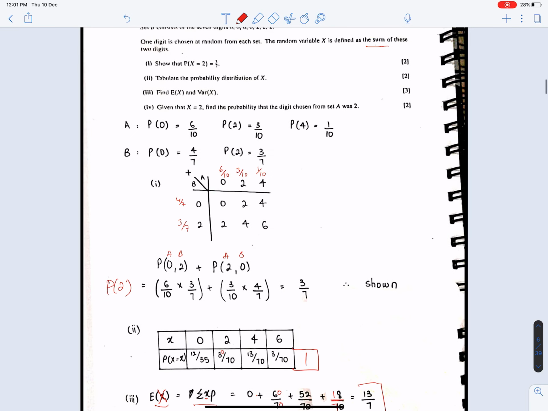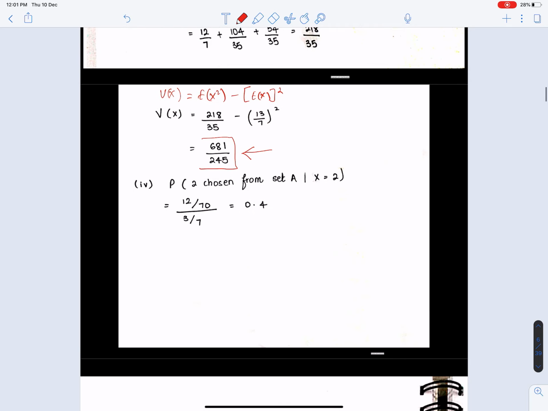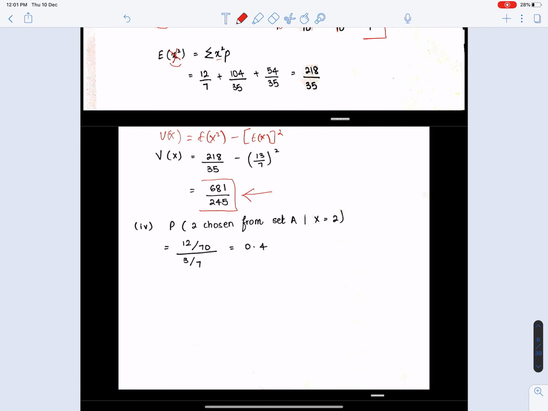Now the last part of this question is, given that X is 2, this is the conditional probability question. Given that X is 2, find the probability that the digit chosen from set A was 2, meaning they are talking about this number. So this will be the denominator and this will be the numerator according to the conditional probability rule. And the answer is 0.4 or 2 upon 5.